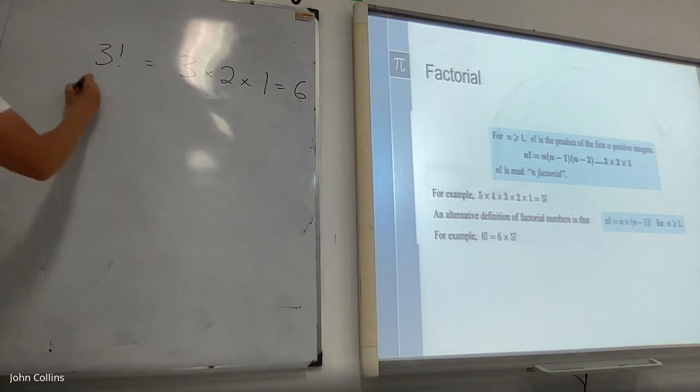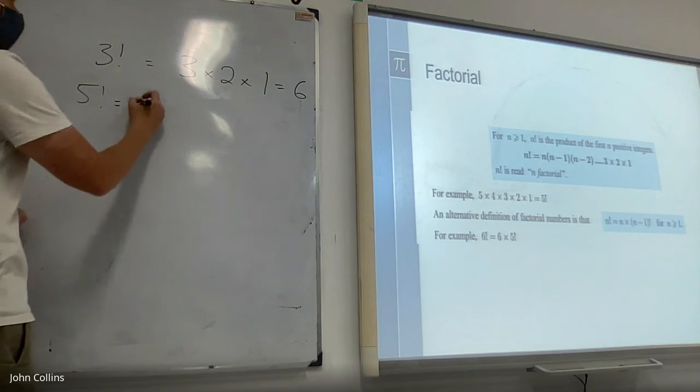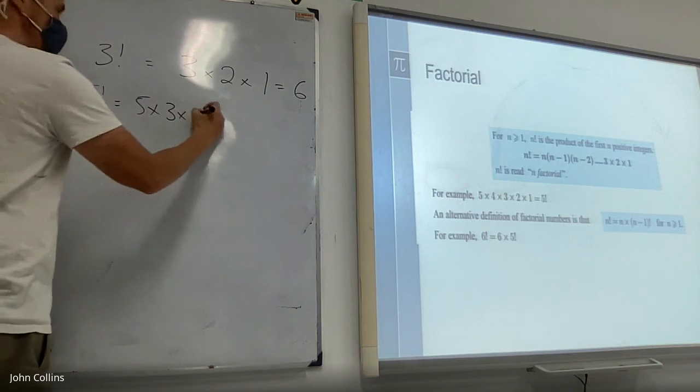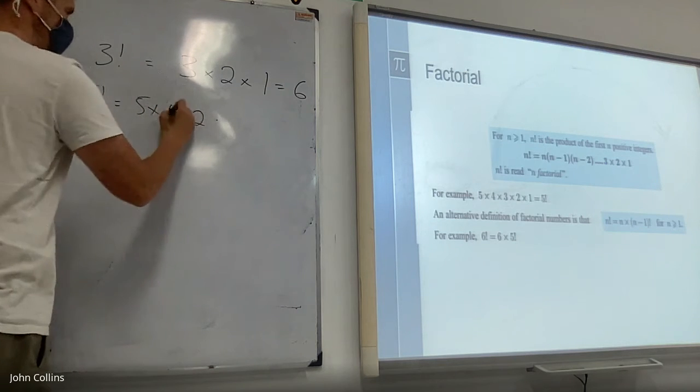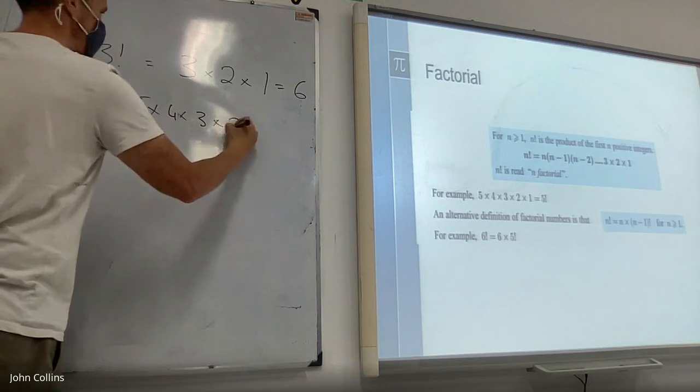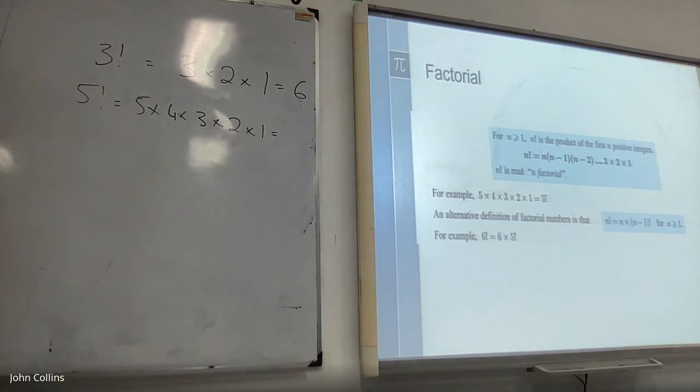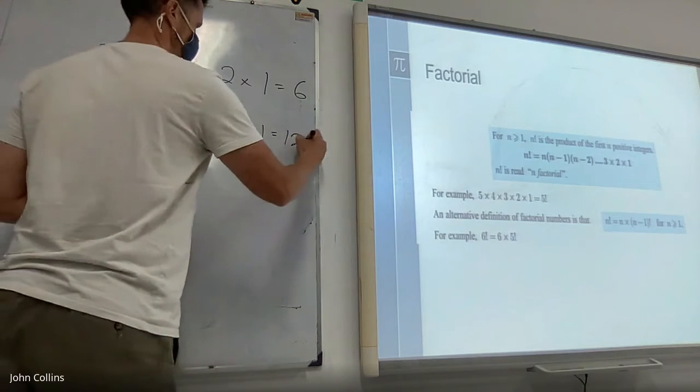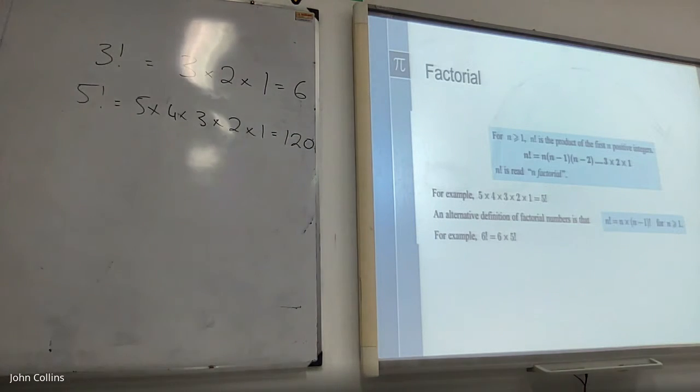That means 5 factorial can be found. 5 times 4 times 3 times 2 times 1. What's that? 60? No. 120? 120. Very good. That is the whole factorial. That is it. You just keep multiplying the number below.